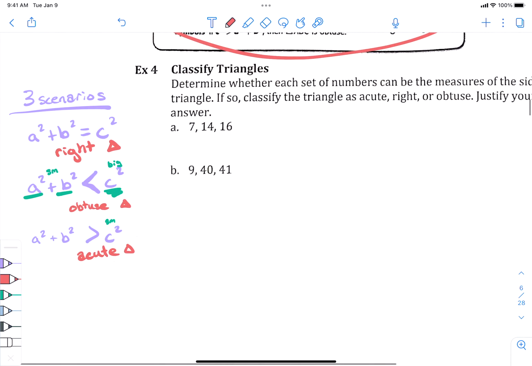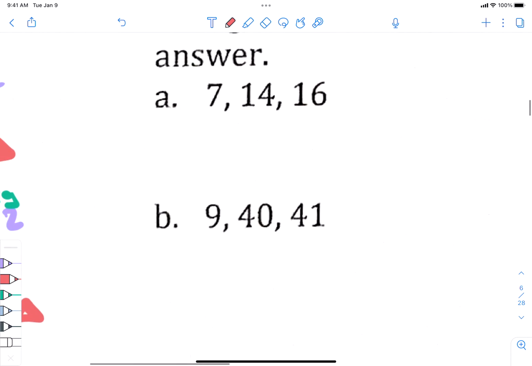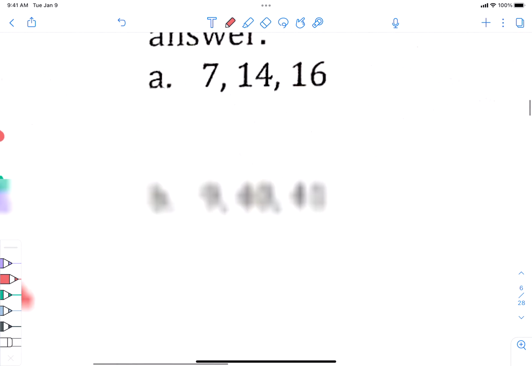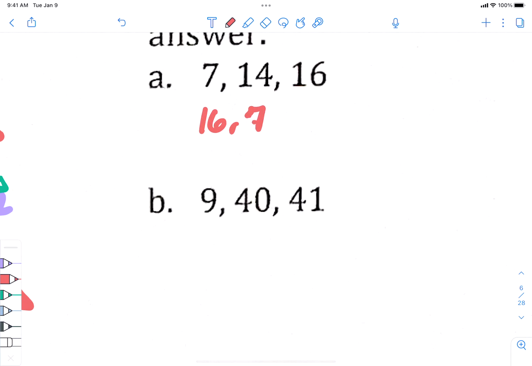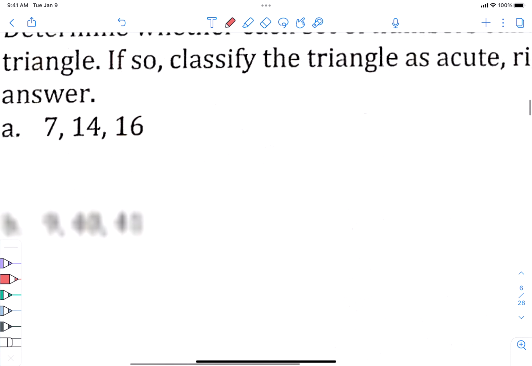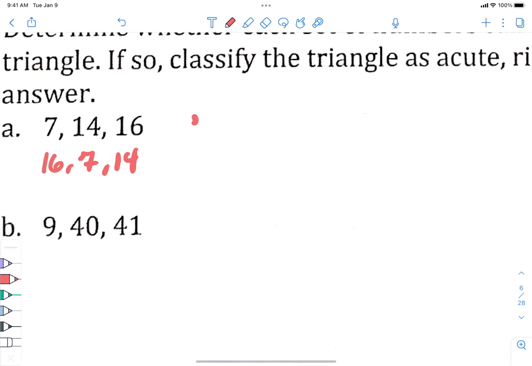So if they give us 3 lengths, we can tell what type of triangle it is, right? I can tell which type of triangle. Now, make sure that the biggest side is your C. Sometimes they will give them to you in the wrong order. Do you know what I mean by that? Sometimes they'll say 16, 7, 14. What's my C? Not the last one, but a lot of people put the last one as the C, right? Okay, 16, the biggest one, is your C. So let's go 7 squared plus 14 squared, and I want to know what that is in relationship to 16.